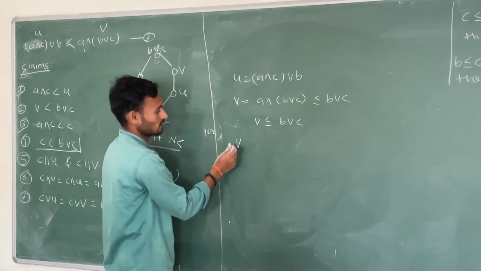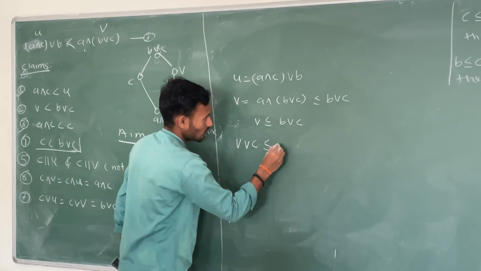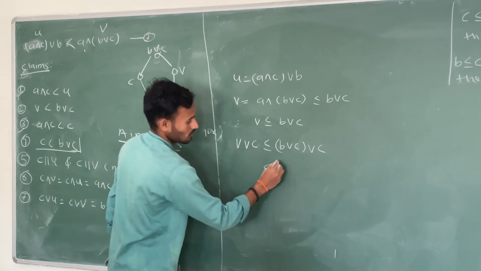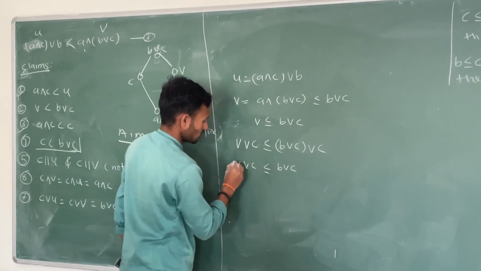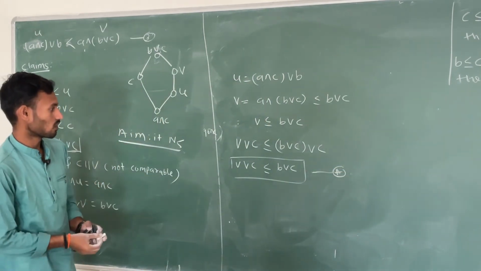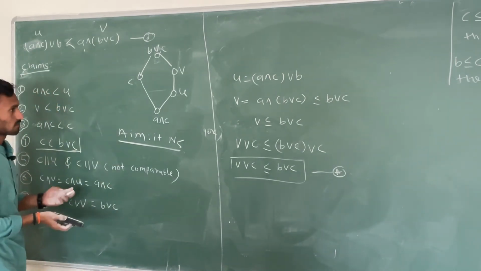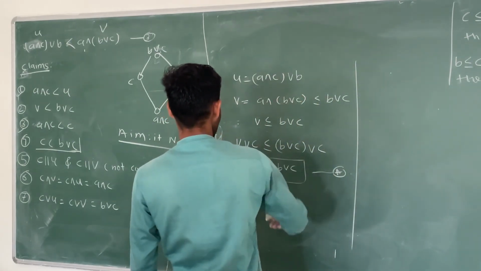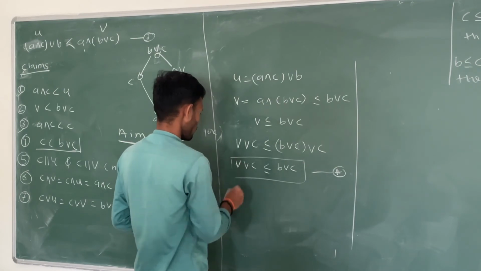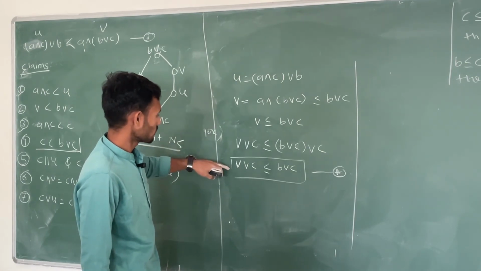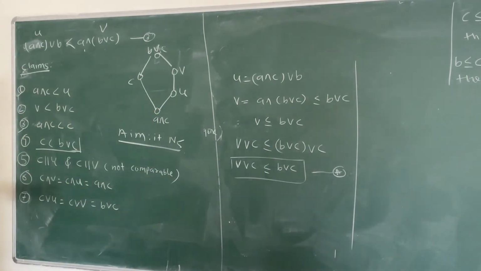So take a join with C on both sides. B join C is less than or equal to B join C join C. But what is this? B join C only, and V join C. Okay. This we get. So after that, here I can write. Now we want to prove now V join C.